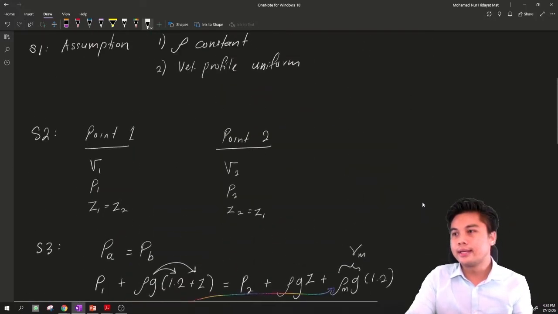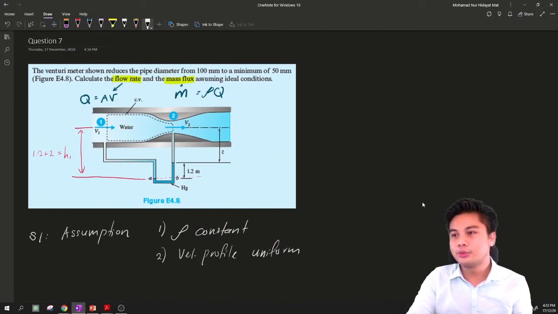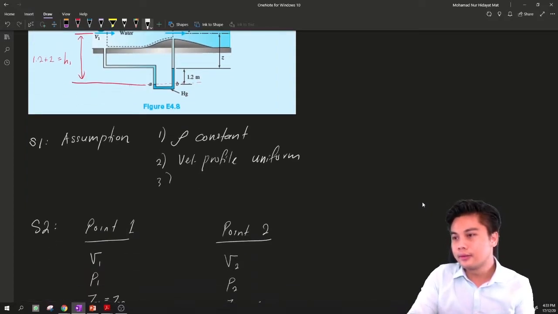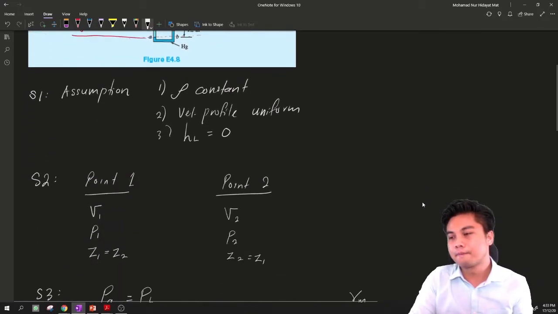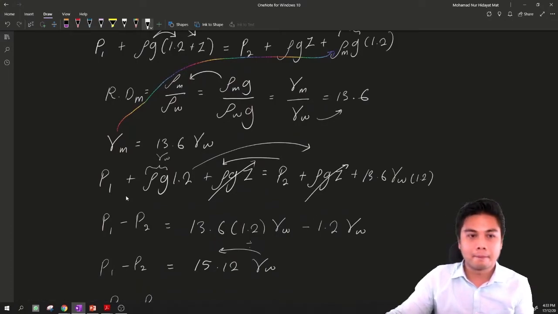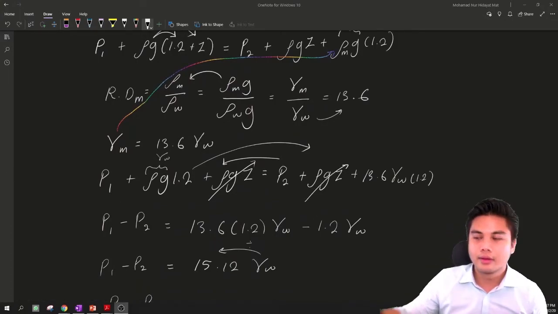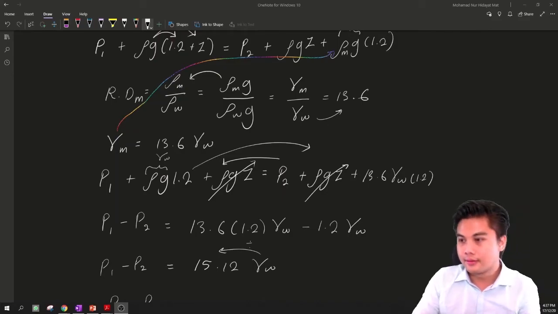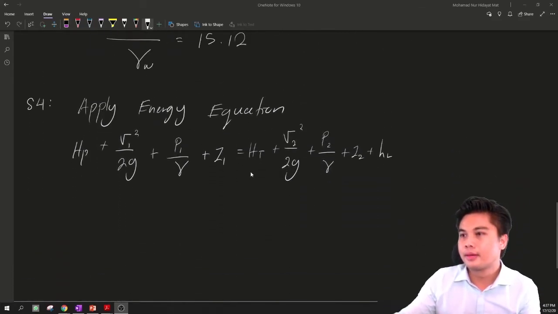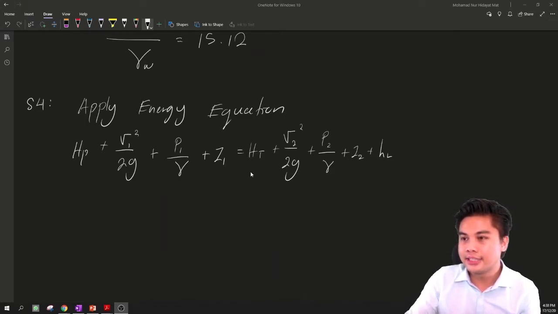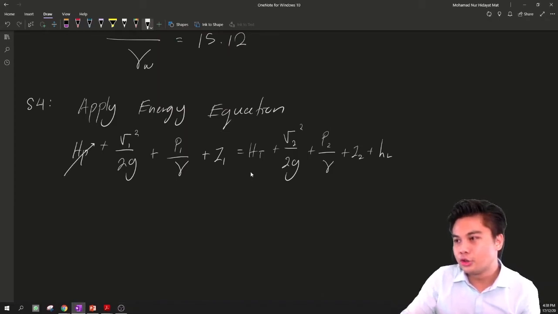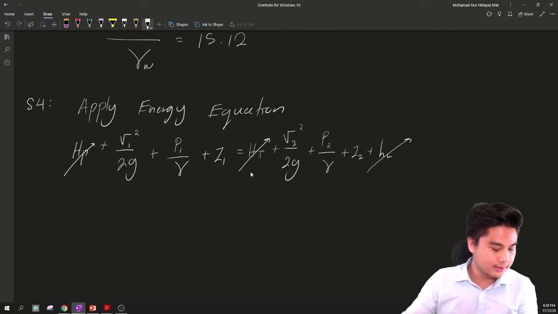Since we look at here, this portion is very small, there is no long pipe involved, so we assume here heat loss is equal to 0. There is no loss, right? Alright. Then we need to simplify the energy equation. Since there is no pump, there is no turbine, and we assume there is no loss, we can cancel out this term.